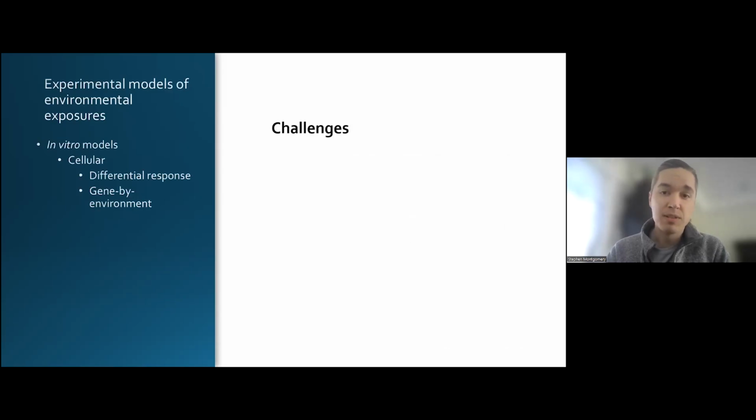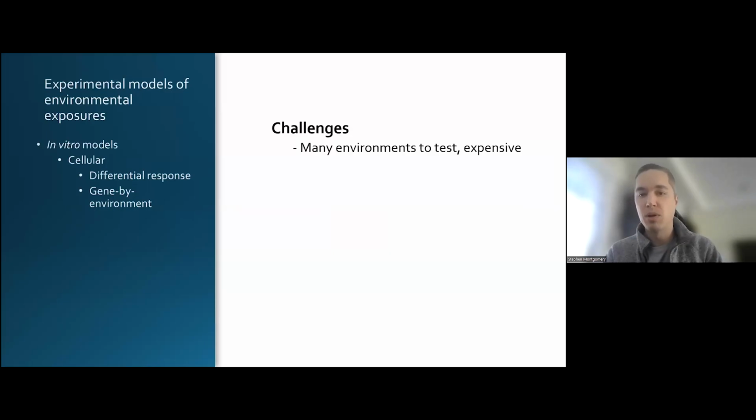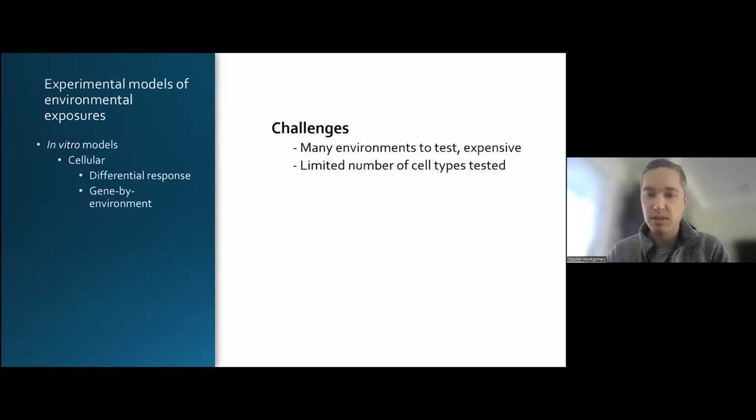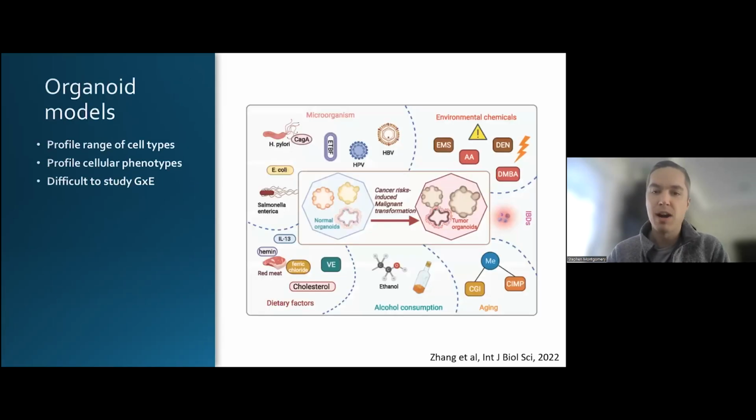There are several challenges with these types of G/E studies as they relate to doing cellular studies with model exposures. And so we'll talk a little bit about these as well. There are many environments to test, so it's expensive to imagine collecting cell lines from numerous people or numerous animals, perturbing them all, and then understanding how genetics responds to those perturbations. It's also a challenge that there are limited numbers of cell types tested. So in many cases here, we're looking at cell lines and we're perturbing them with one type of environment.